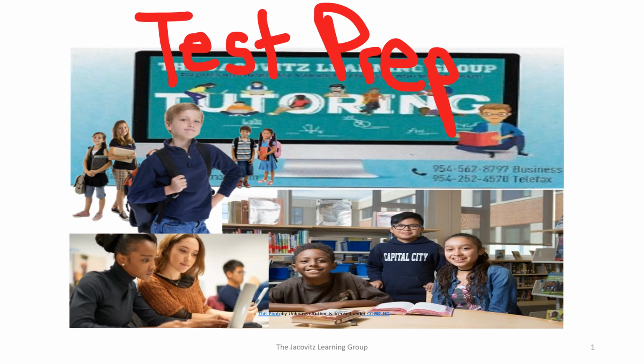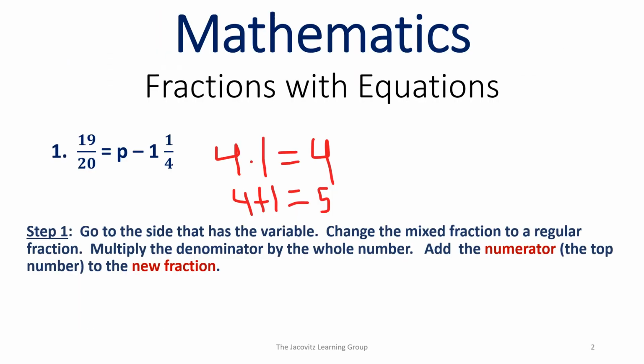We posted a video yesterday that showed you a problem. We're going to show you how to look at the difference between knowing whether it's addition and subtraction or multiplication and division. So yesterday we went over this problem, or the video before this showed this problem, and even though you have 19 over 20, or 20 divided into 19, as they would say, equals p minus 1 1/4.